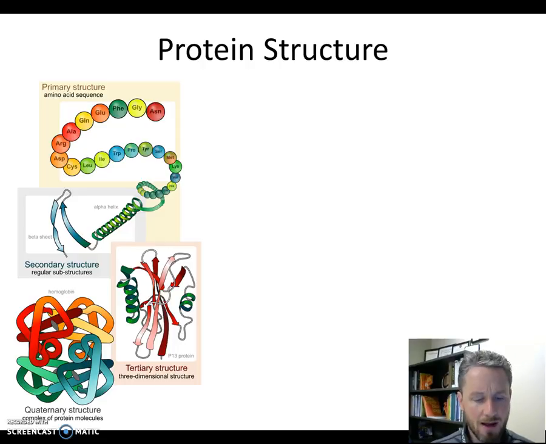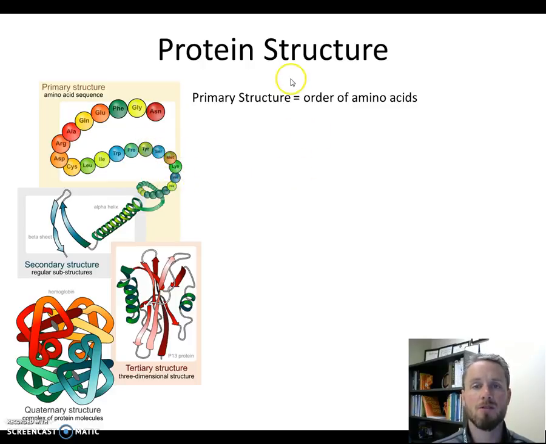So the primary step, the primary structure right here, is just the amino acid sequence. Again, we've got these beads that represent our amino acids, and we just connect them together in order, whatever order the cell decides is appropriate. So that's the primary structure, the order of the amino acids.